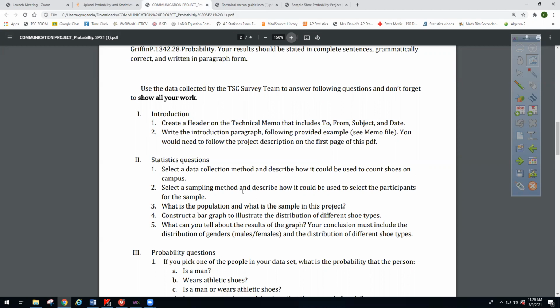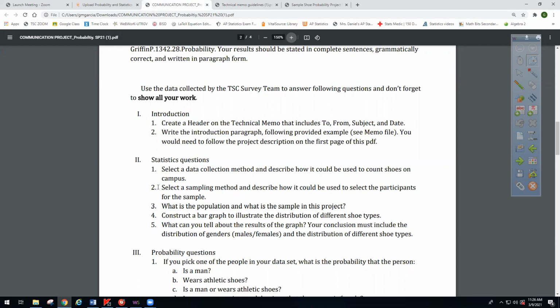Select a sampling method and describe how it could be used to select participants for the example. Again, number 2, it's what do you think would be the best sampling method for you to have this, to describe how it could be used to select the participants for the sample.